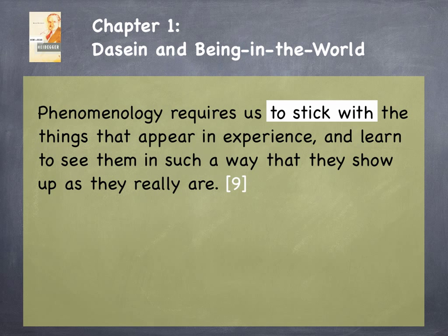So I've highlighted the "to stick with" bit because I sense that Rothel and Heidegger are thinking it might be easy not to stick with this way of looking. And that this way of looking is not the same as one influenced by science. I'm sensing it might require a special effort to stick with the things that appear in experience in order to learn to see them in such a way that they show up as they really are. The scientific way of looking at things is being opposed to this other phenomenological way then.